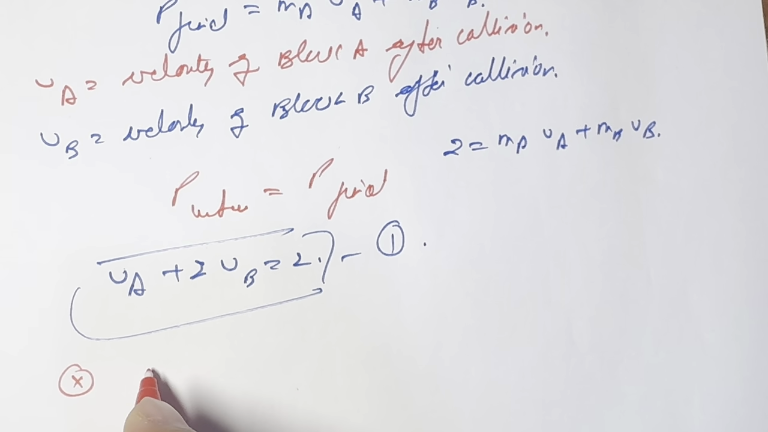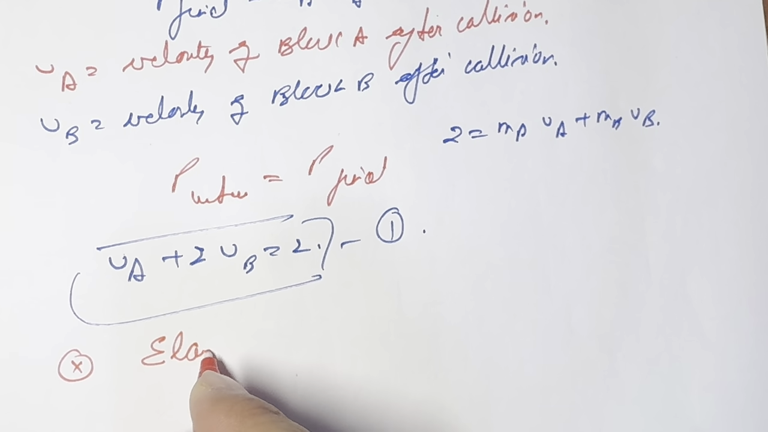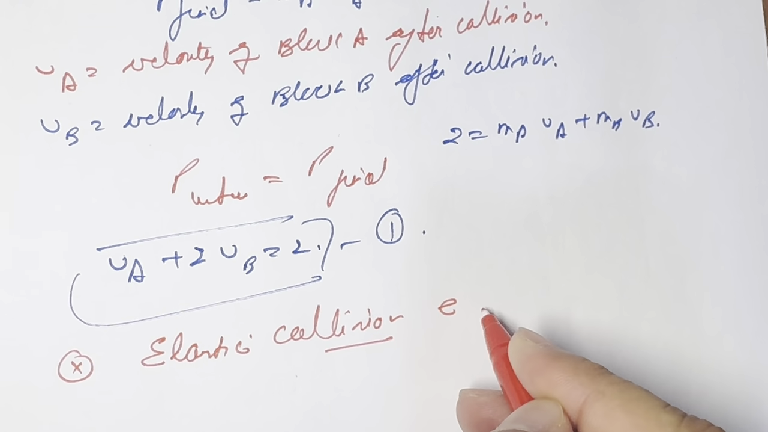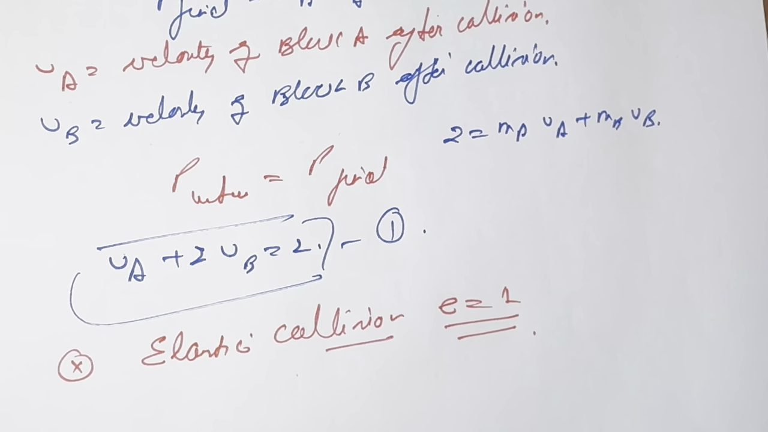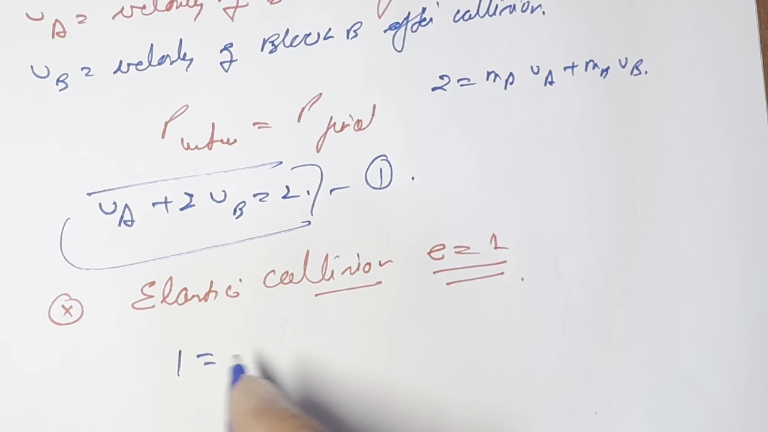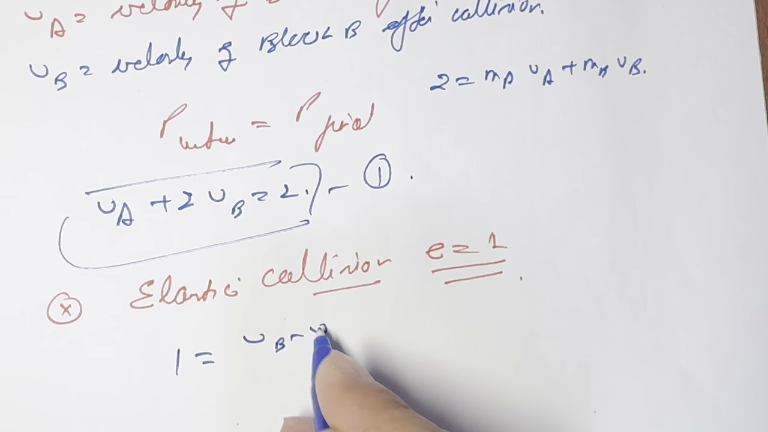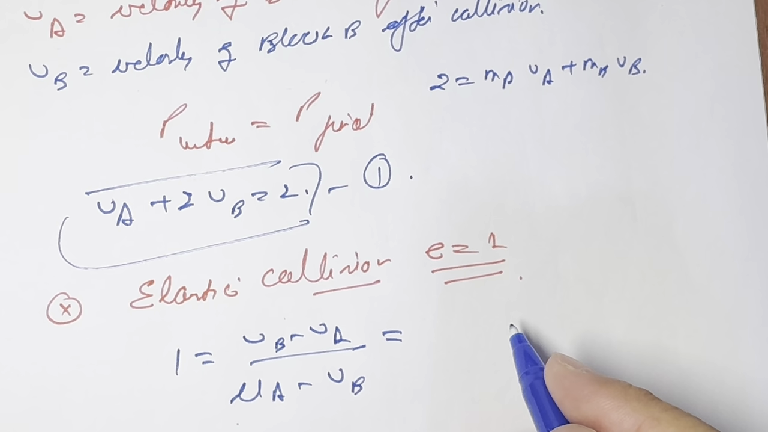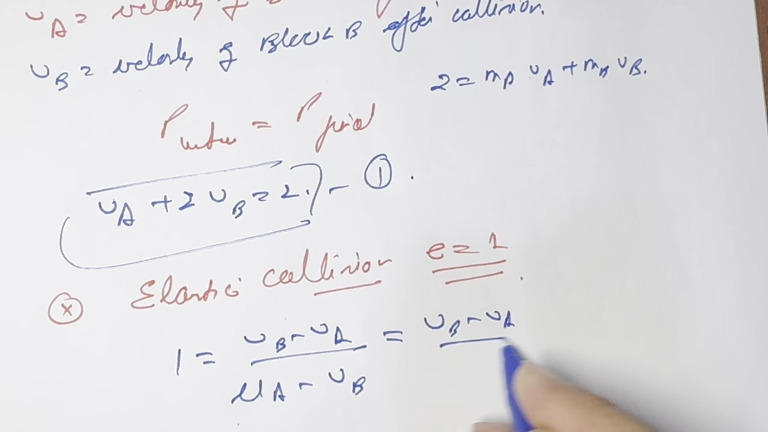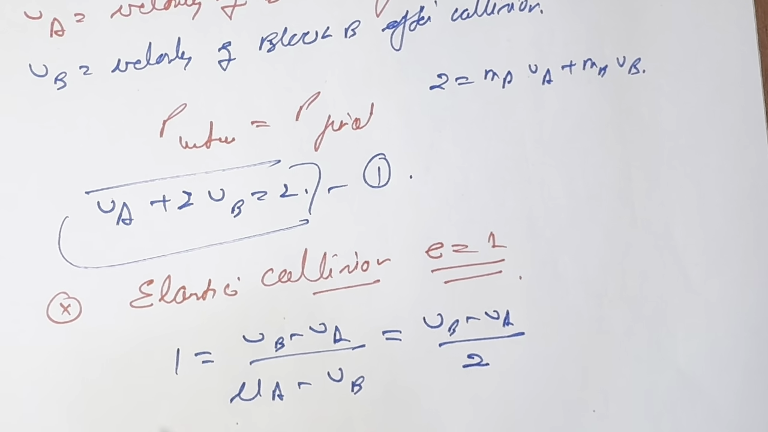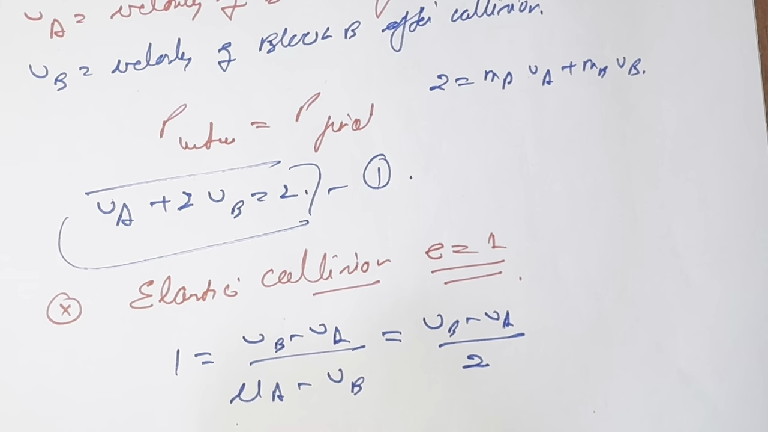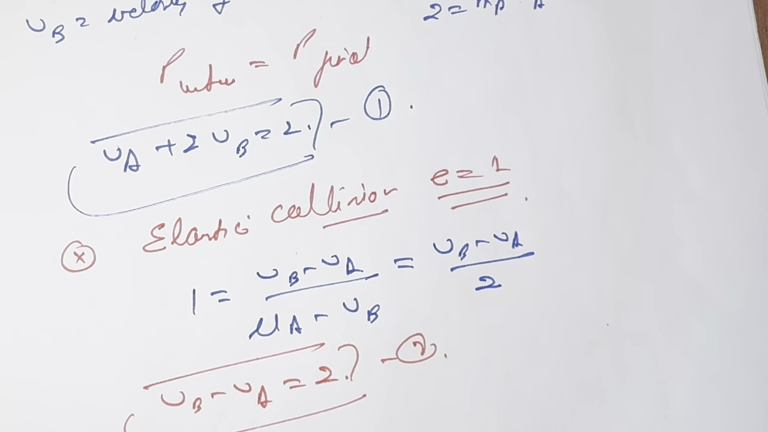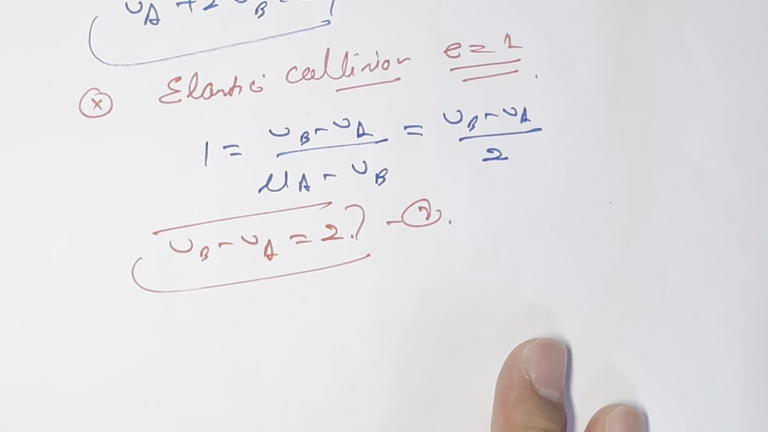Okay. We are given that it is an elastic collision. It means the coefficient of restitution e will be equal to 1. So therefore we can write that 1 will be equal to (VB minus VA) divided by (UA minus UB), and we can write this as VB minus VA equal to 2. Let this be equation number 2. So now we have two equations, equation 1 and 2. We are going to use them and find out the values of VA and VB.